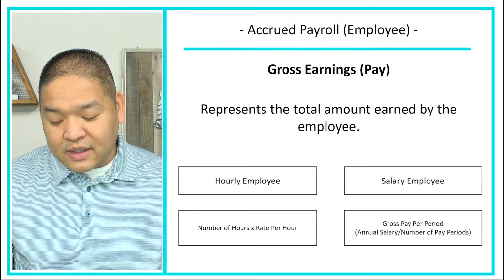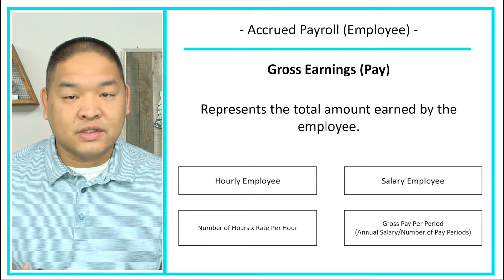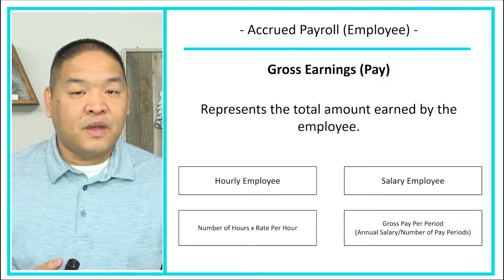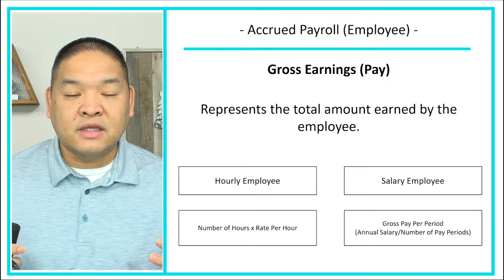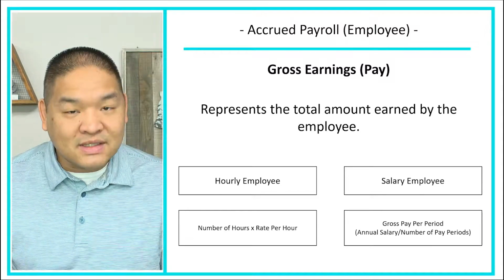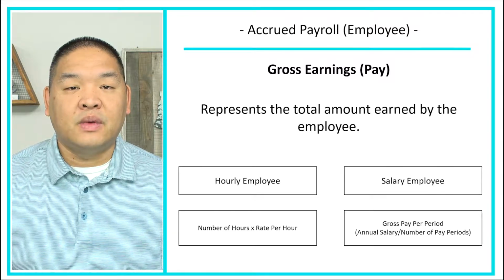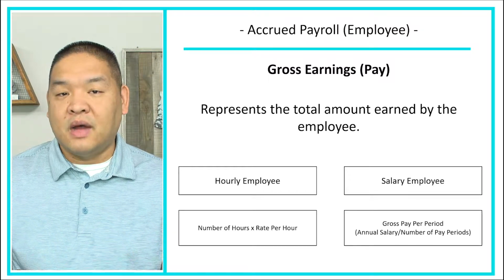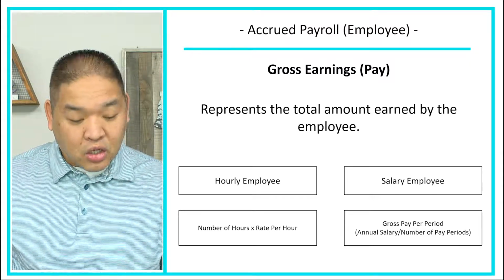For salary employees, typically the way that we calculate the gross pay is we take their annual salary and divide it by the number of periods in which they get a paycheck. So for instance, if they got paid $120,000 a year and they get paid once a month, we would take $120,000 divided by 12 and we would get $10,000 a month. So that's how we would calculate it. So that would be our gross earnings.